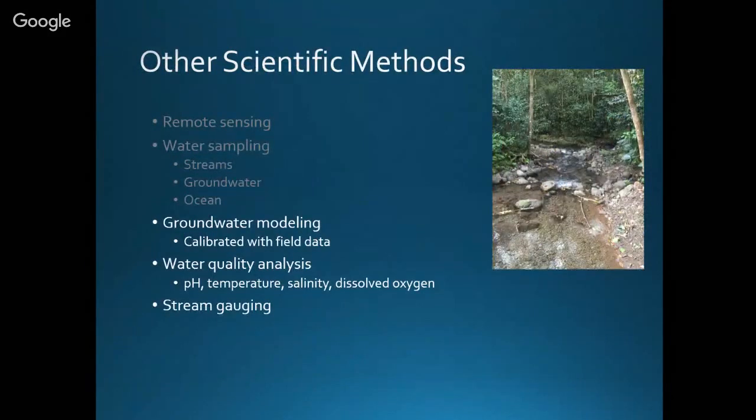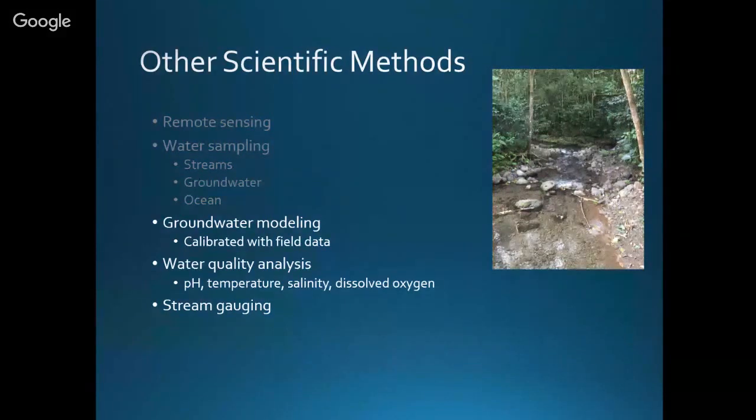So we're also using groundwater modeling, and we calibrate that with our field data. We will go to groundwater wells and collect water levels. We will collect temperature, pH, water quality parameters like that, and use that to calibrate our model. And also doing stream gauging, so we can gauge the sections of streams that are being influenced by groundwater, sections of streams that are gaining water from groundwater and sections of streams that are losing water from groundwater.